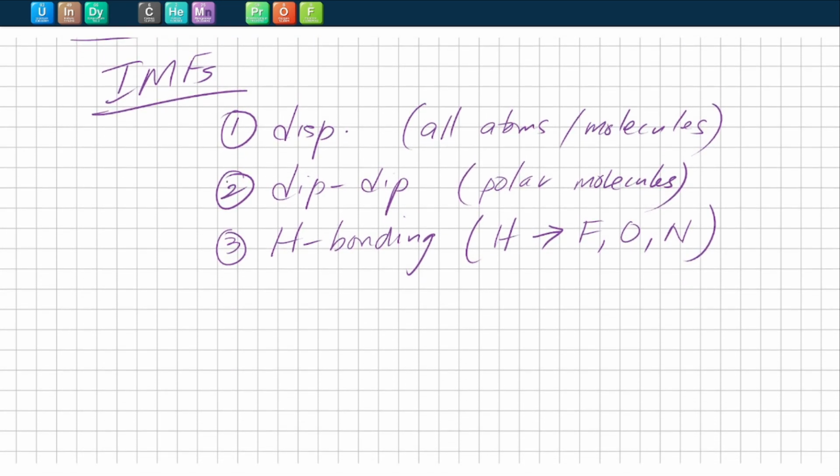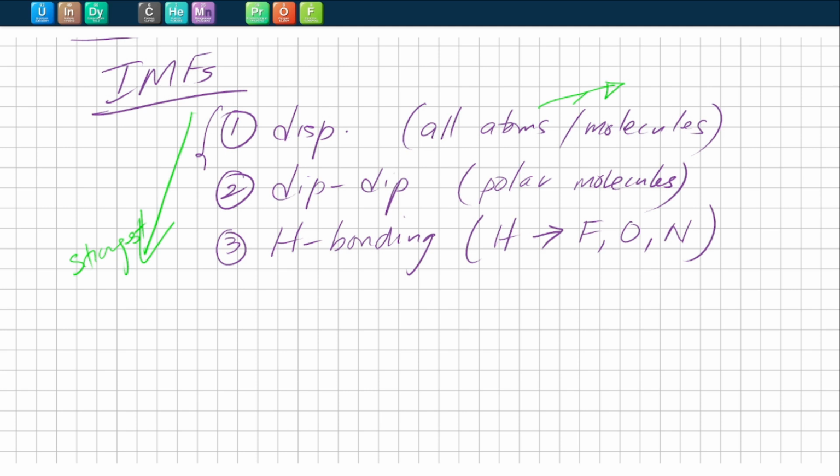Now, just to remind you, I've laid them out here in order of strength. Dispersion is the weakest, hydrogen bonding is the strongest. But that doesn't mean dispersion can't be strong as well. For example, the larger the atom or molecule, the stronger the dispersion force likely is.